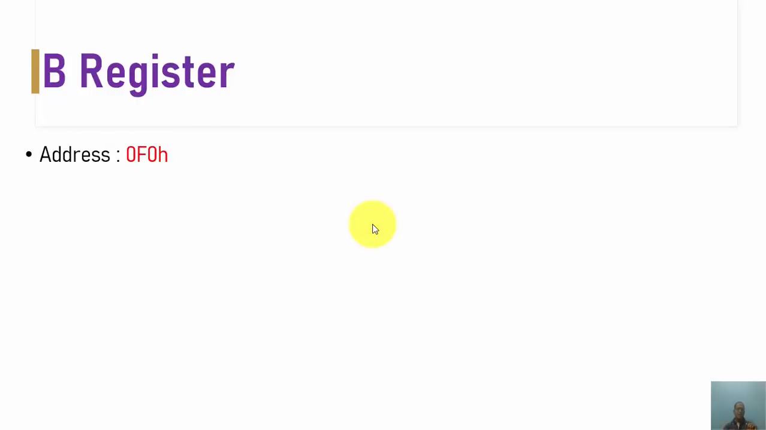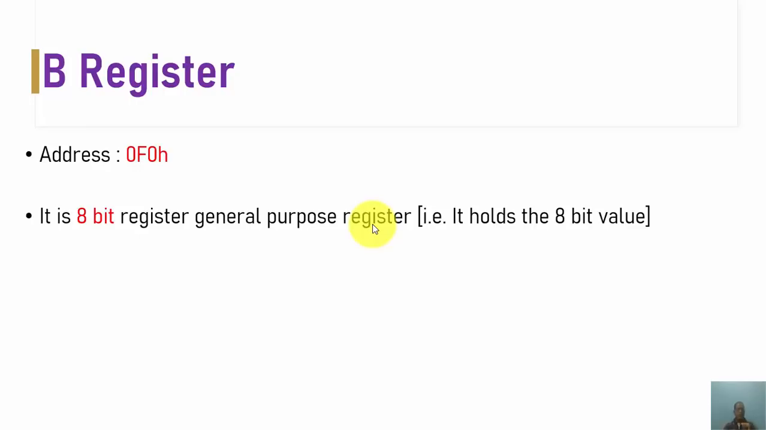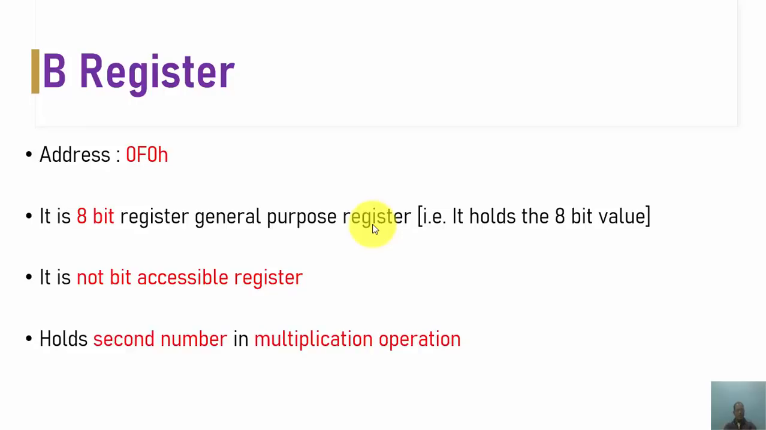The second register is the B register and its address is 0F0H. Like the accumulator in the microcontroller, it is also an 8-bit register, and it supports general purpose operations like addition, subtraction, multiplication, division, that is, the arithmetic operations, and is used to hold an 8-bit value. It is also not a bit accessible register. Whenever you put any data into this B register, we have to access all 8 bits. While performing multiplication, the second number should be in the B register.